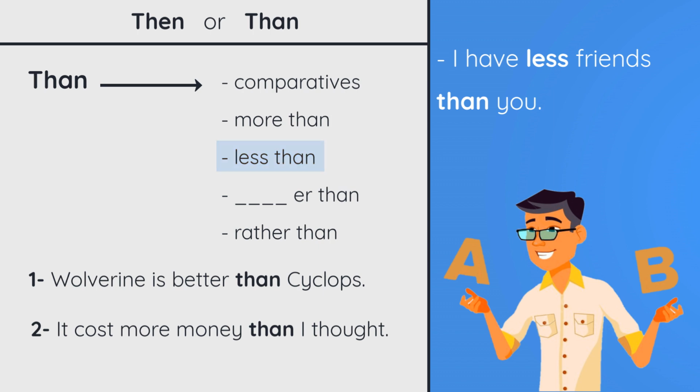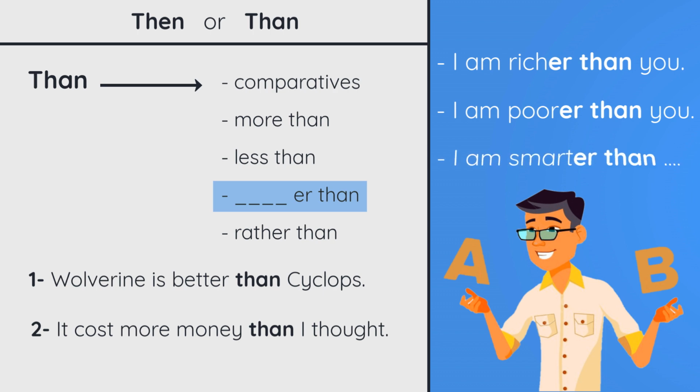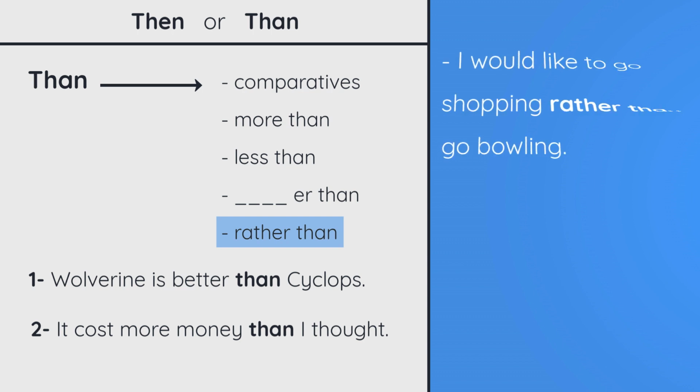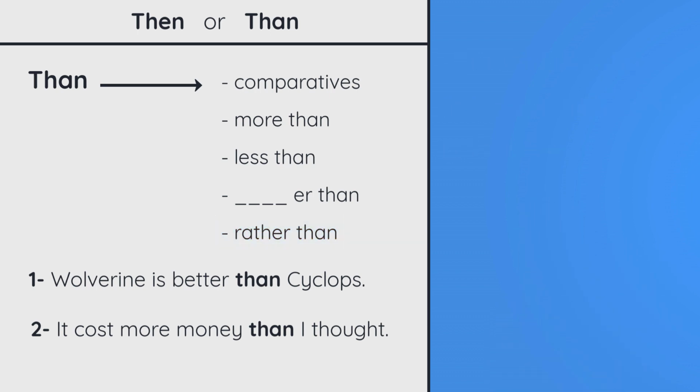We also have, if we have some sort of adjective plus er, I am richer than you. I am poorer than you. I am smarter than some people. So these are just er examples, okay? Also, we use than with rather. I would like to go shopping rather than go bowling, for example.